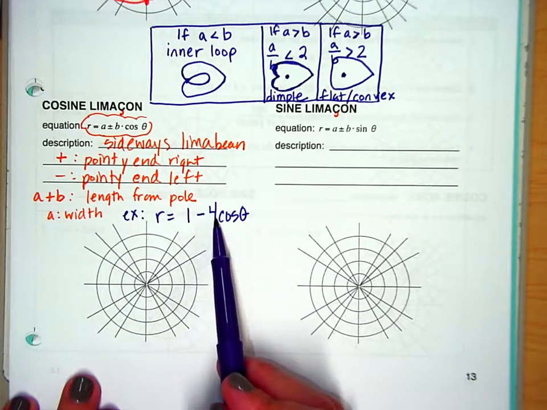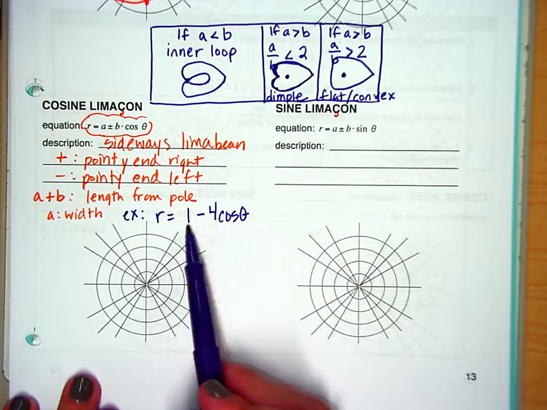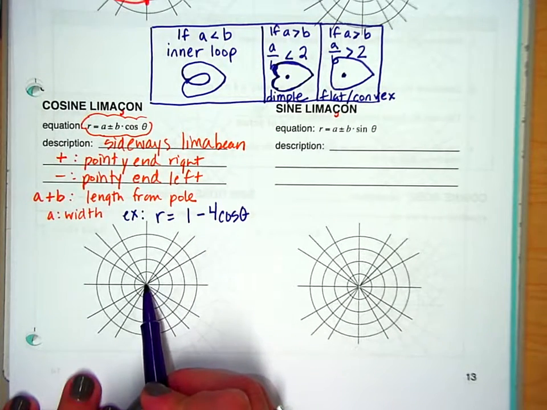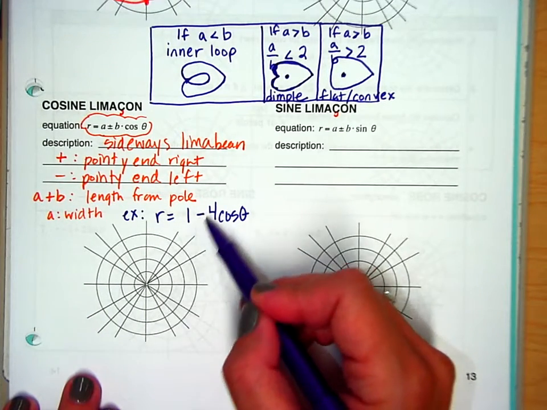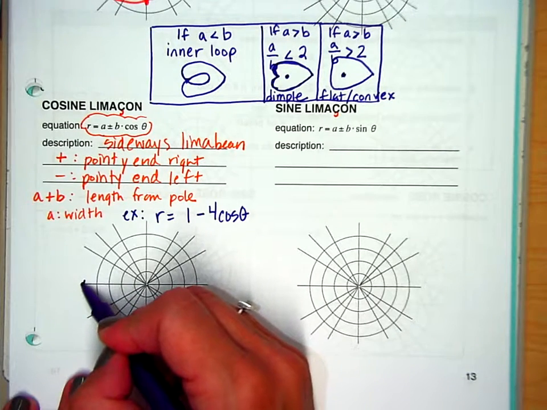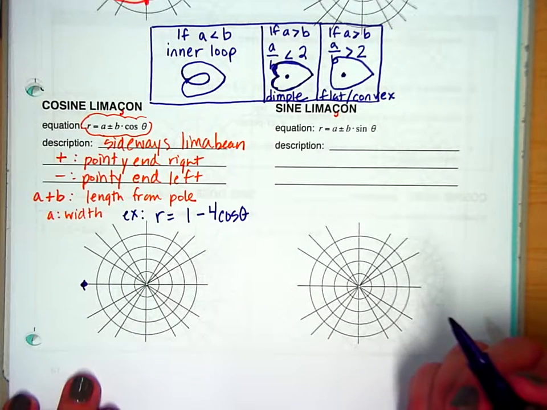A plus B is the length from the pole. So I'm going to go 1 plus 4. Ignore the minus for now. That gives me 5. That's the length from the pole to the pointy end. I'm going left because it's a minus. So I go 1, 2, 3, 4, 5. There's my pointy end.